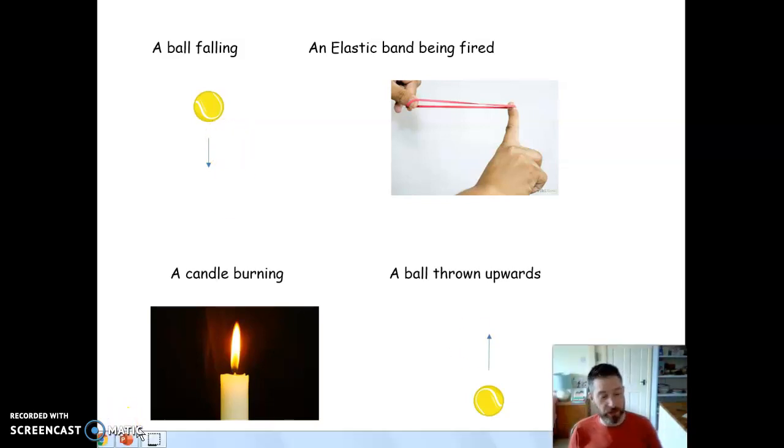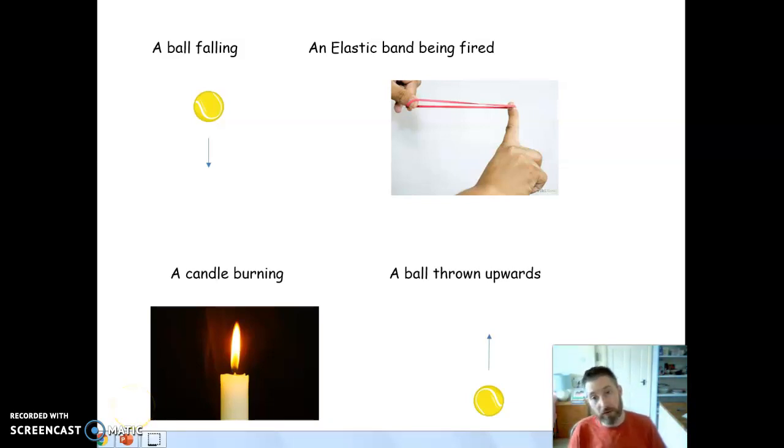There we go, that was rolled under the sofa there. Okay, so here's the ball. This has got gravitational potential energy. If I let go of it, what's going to happen? It's going to fall. So its gravitational potential energy store will decrease and its kinetic energy will increase as it goes down. Okay, an elastic band being fired.